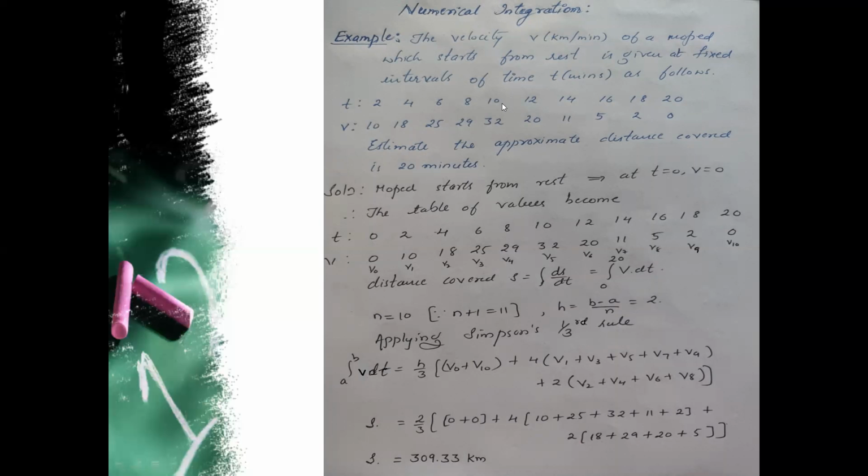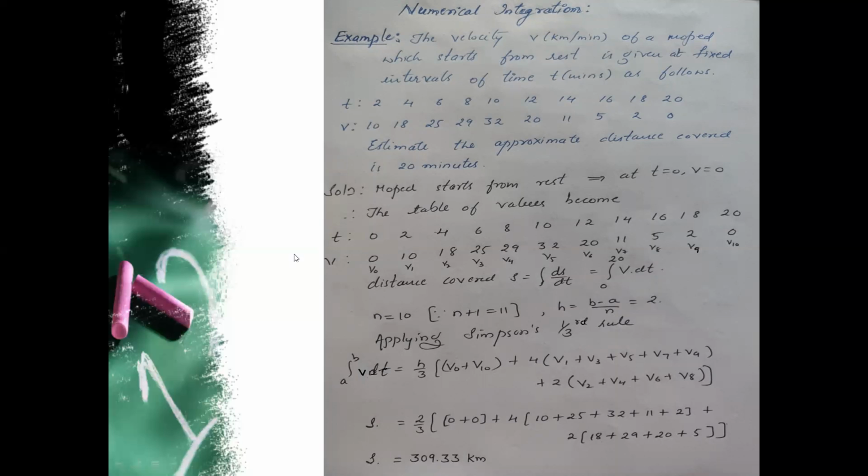Now here see that if you count these values, then there are 10. I hope 1, 2, 3, 4, 5, 6, 7, 8, 9, 10. That means n plus 1 is 10. So don't take that, because read the question correctly. The velocity of a moped which starts from rest is given, but that means initially time will be equal to 0 and velocity will be also equal to 0. That value is not given. We need to take that because it is given it starts from rest.